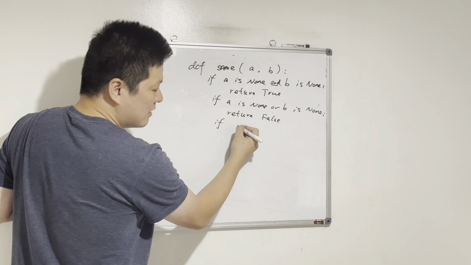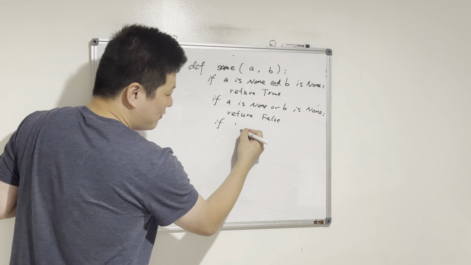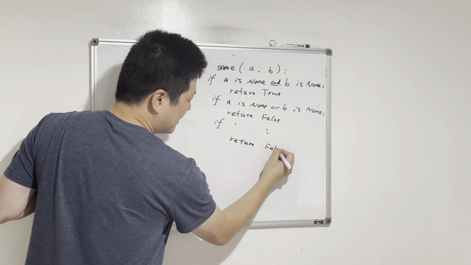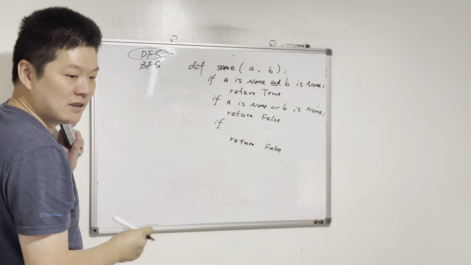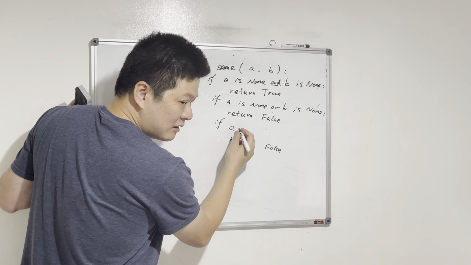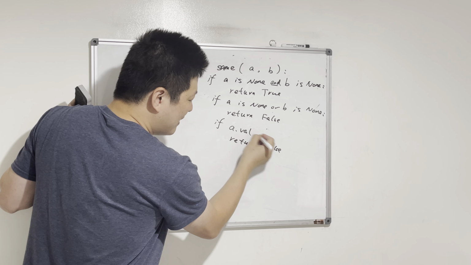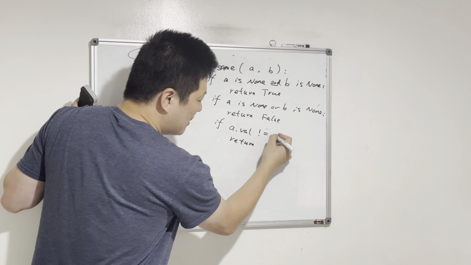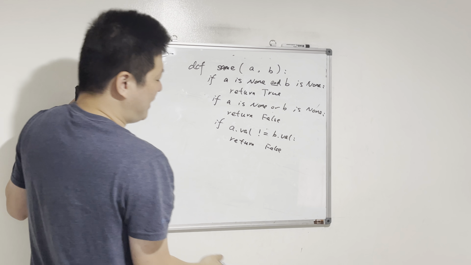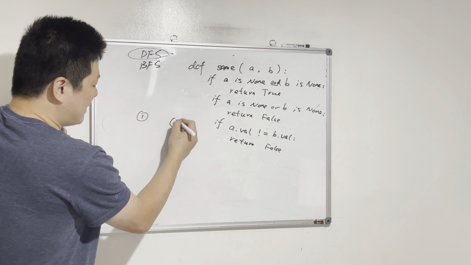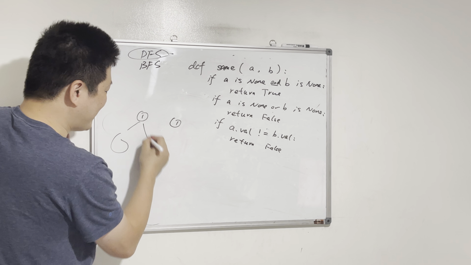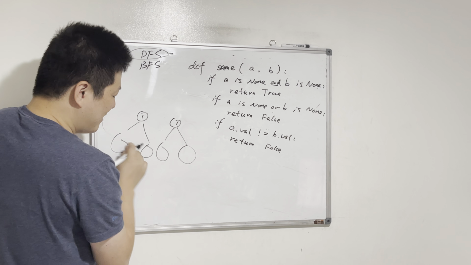So how can I write it? If A's value is not equal to B's value, return false. So at this point, the roots of A and B are the same. And what should I check now? The left binary tree and the right binary tree.